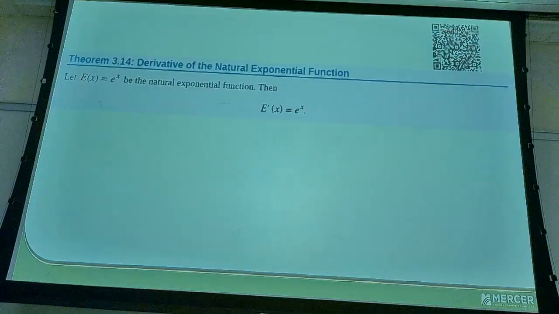The derivative of e to the x is e to the x. This is the natural exponential function. The general rule: the derivative of e to the g of x is e to the g of x times g prime of x. Again, I'll let you read through the derivation in the textbook.